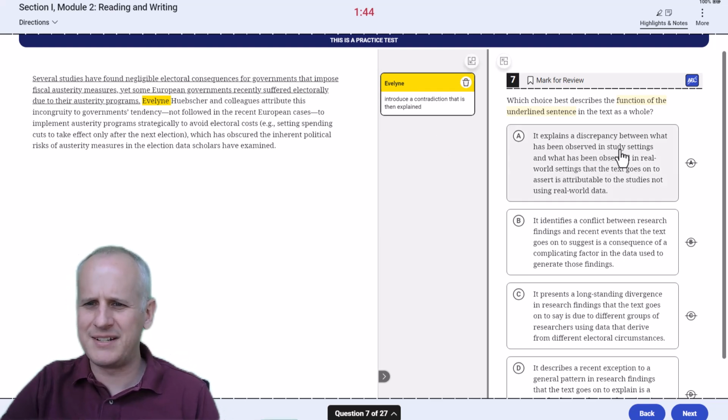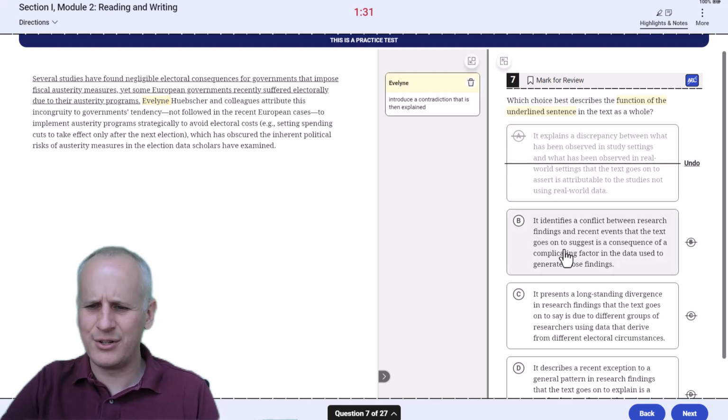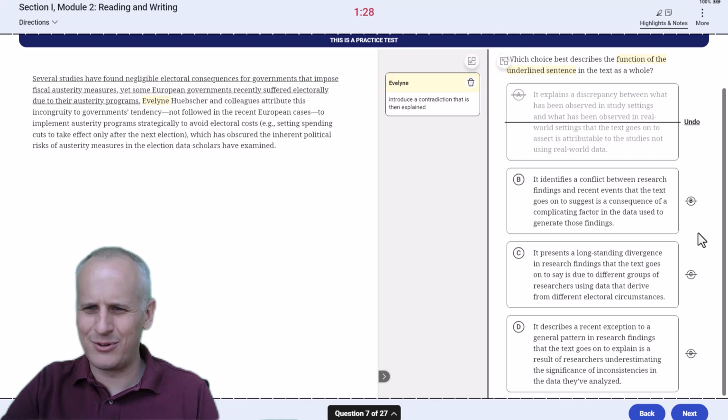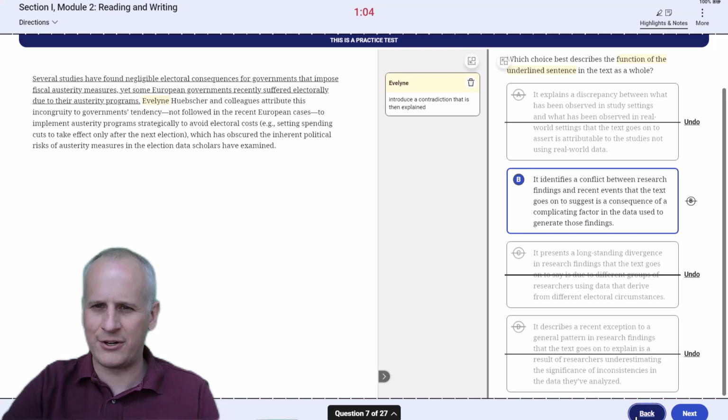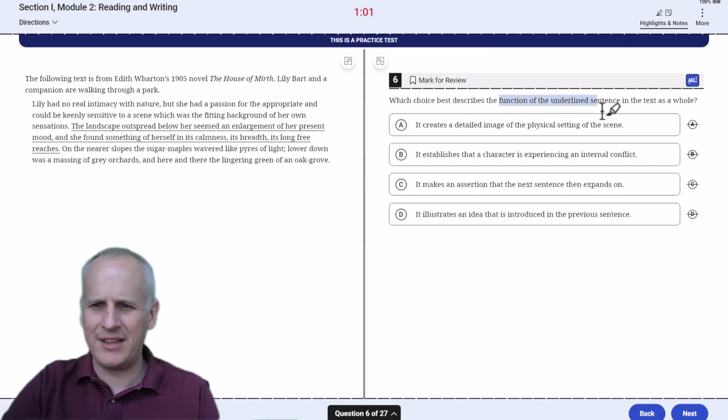Choice A, explains a discrepancy between what has been observed in study settings and what has been observed in real-world settings, and the text goes on to assert that it is attributable to the studies not using real-world data. They did use real-world data, so that's out. Choice B, it identifies a conflict between research findings and recent events that the text goes on to suggest is a consequence of a complicating factor in the data used to generate those findings. Absolutely. Choice C, presents a long-standing divergence. I don't know what's long-standing. And then choice D, it describes a recent exception to a general pattern in research findings that the text goes on to explain as a result of researchers underestimating the significance of inconsistencies. Absolutely not, there's no inconsistencies. It's just about when they got their data. We hit back.